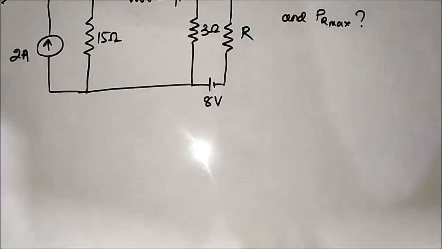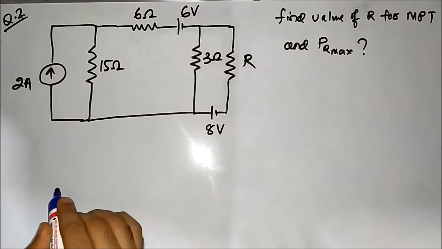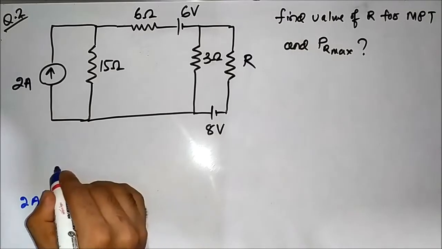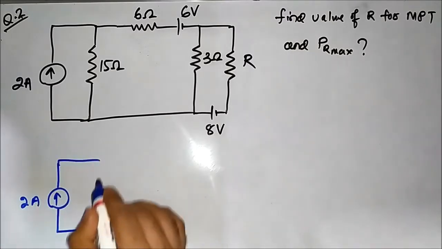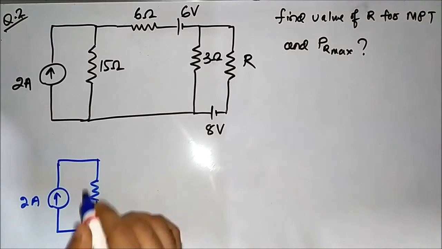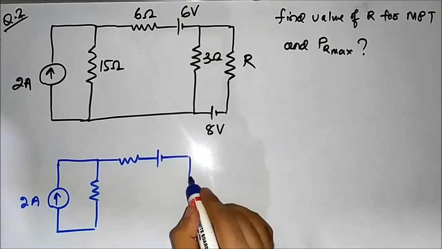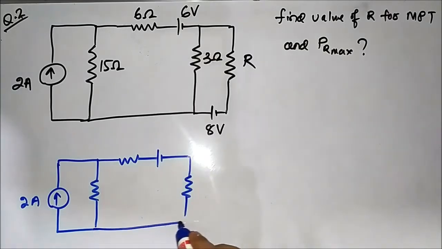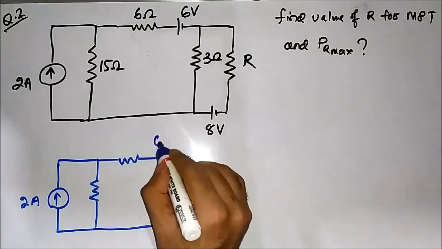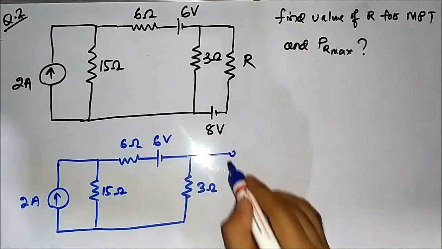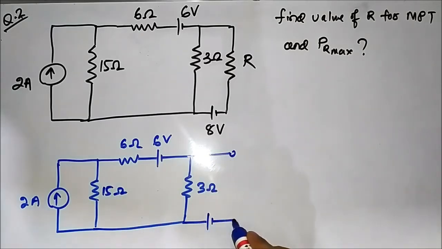First, we'll redraw the circuit. 2 ampere, 15 ohm, 6 ohm, 6 volt, 3 ohm, and then we have to open circuit. This is the VTH.